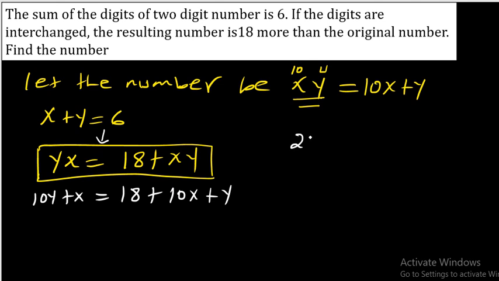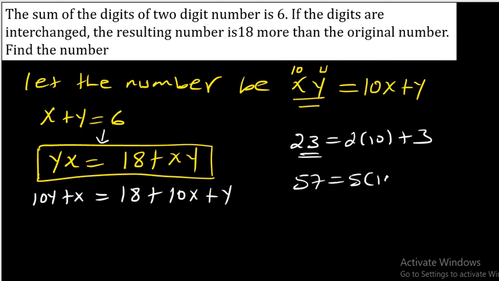For example, if you have a number 23, you can write it 2 times 10 plus 3. Any two-digit number can be written in this way. If it is 57, that means 5 times 10 plus 7. So when I have two-digit number yx, I can write it 10 times y plus x. When I have a two-digit number xy, I can write it 10x plus y. Let me finish this part.